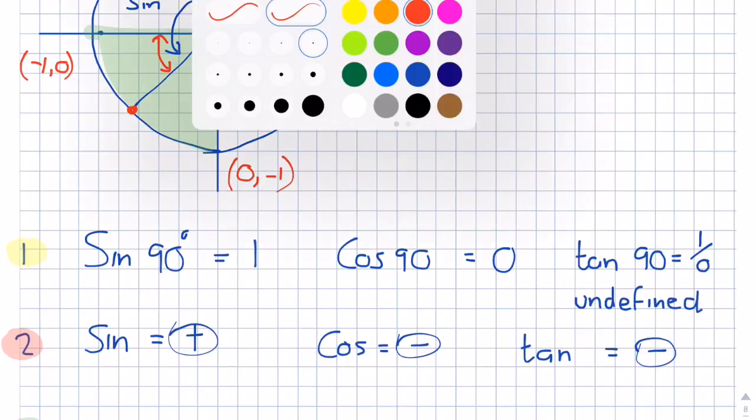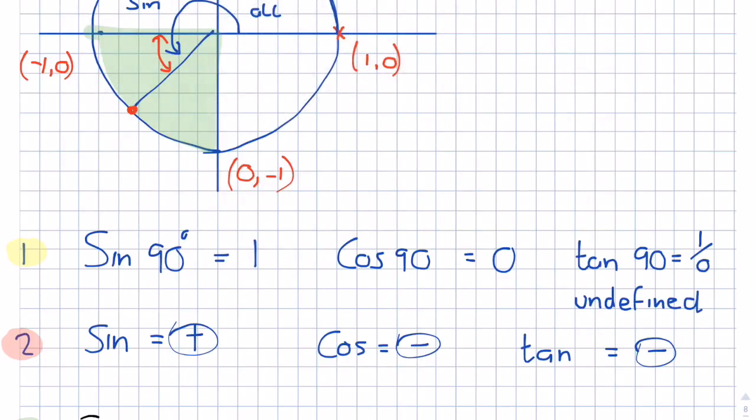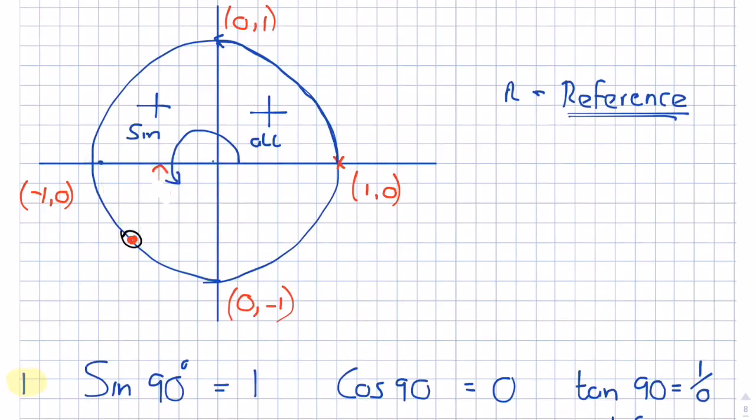So let's have a look in quadrant 3. In quadrant 3, the sine of this angle here is going to be the y coordinate, and the y coordinate is negative in quadrant 3. The cos is going to be the x coordinate, and in quadrant 3 the x coordinate is negative. And tan is our y coordinate divided by our x coordinate, which will be a negative divided by a negative, which is positive. So we've just figured out that in quadrant 3, the only positive ratio is the tan ratio.